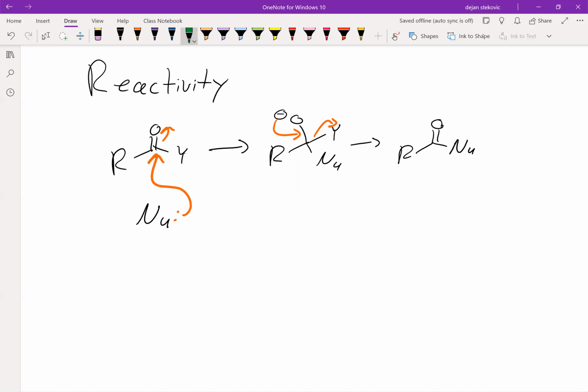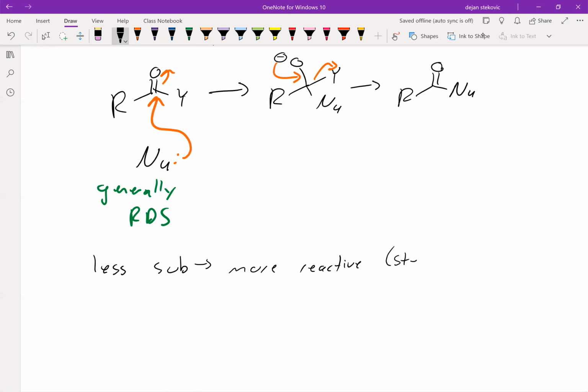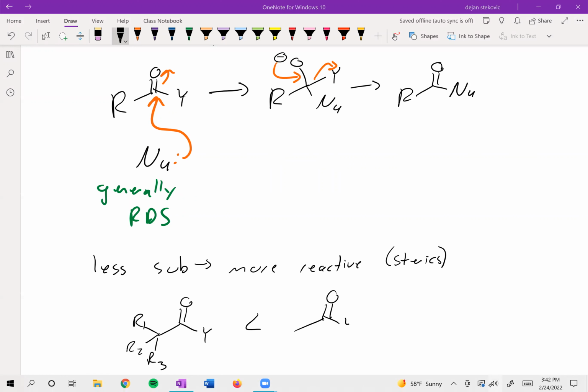This first step where the nucleophile attacks our electrophile is generally the rate determining step, although the other step is indeed important as well. So when we think about this reactivity, we can think of this as some kind of pseudo SN2 type of reaction. And so generally when we have less substituted carbonyls, they're more reactive. And that, of course, has to do with sterics, right? If you have a bunch of bulky stuff, it's just going to be harder for that nucleophile to get on there, right? So if you have over here R1, R2, and R3, that's not going to be as reactive as just having a methyl group there.